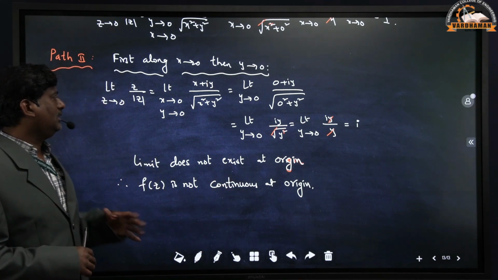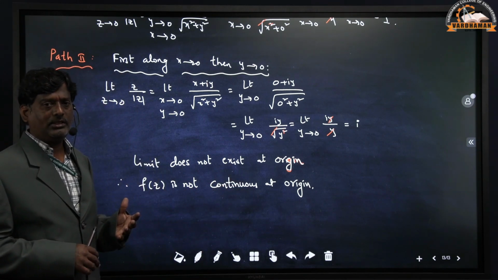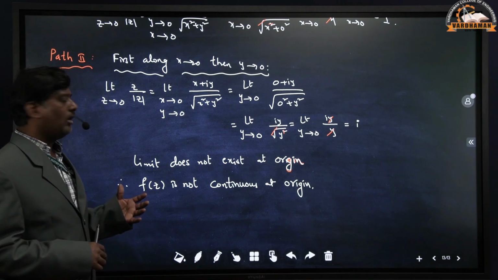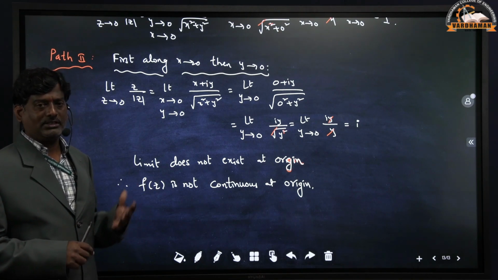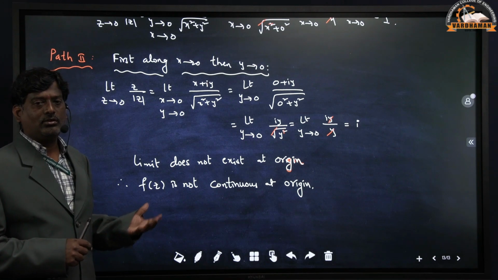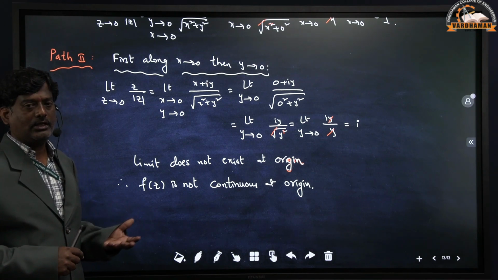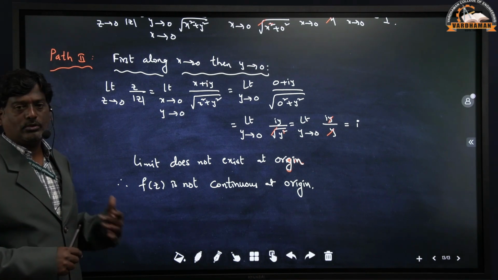This is continuity. Next is differentiability. On differentiability we see how the analytic functions are considered. When a function is analytic and when it is not analytic, we will understand with some more examples.